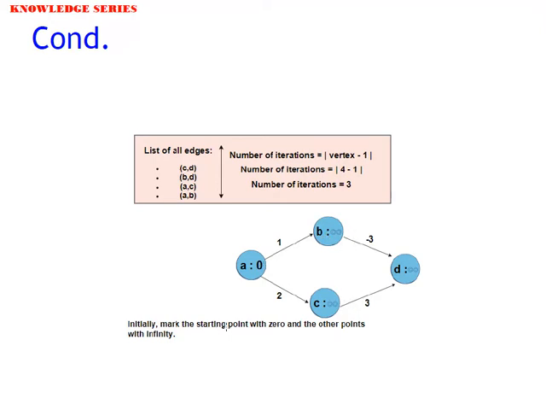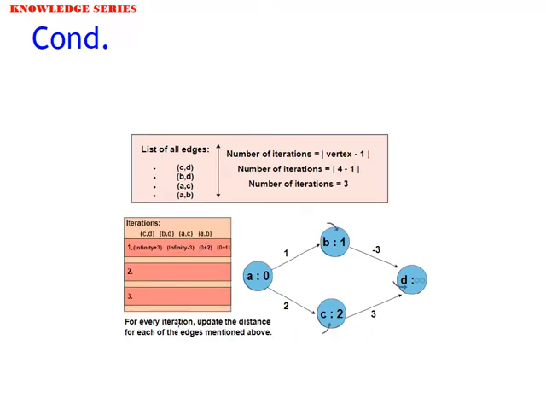Initialize by marking the starting point with 0 and the other points with infinite. Now we go to the iterations. Here we are going to select the edges: CD, BD, AC, AB. That is what is written in iteration one.